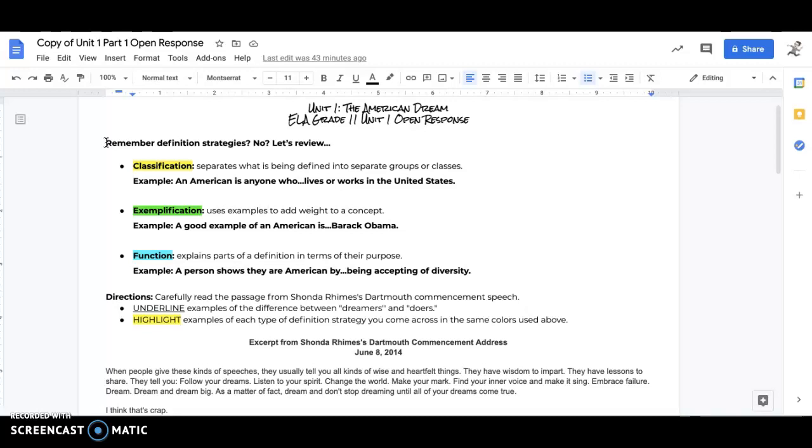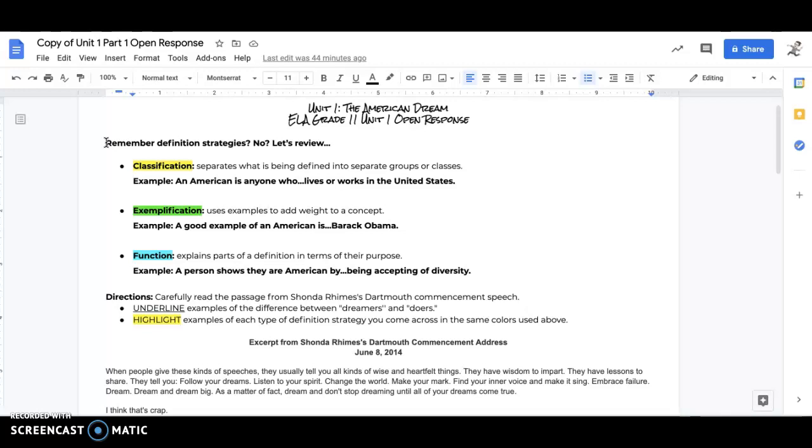So an example would be an American is anyone who lives or works in the United States. So you're defining an American, and you're saying there are different groups of people that fit into that definition. One group would be people who live here. One group might be people who work here. Another group might be people who both live and work in the United States.